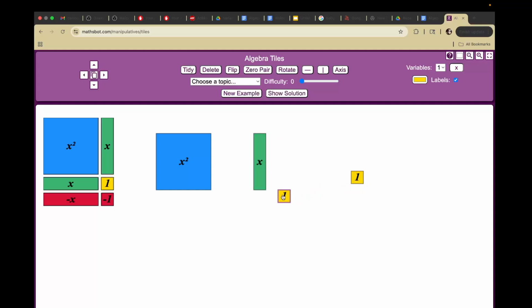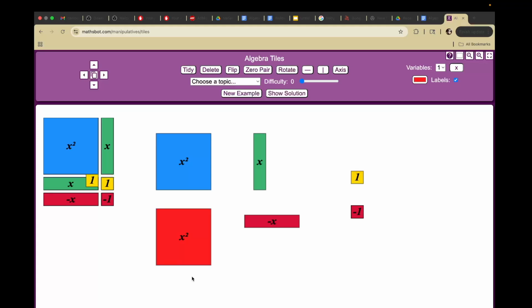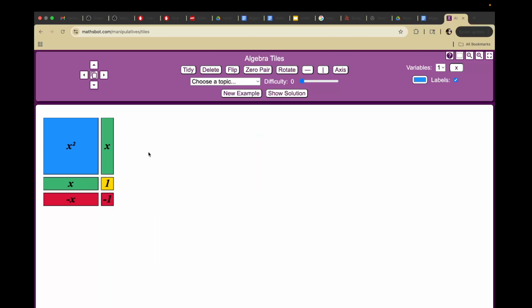Anyways, the ones in real life have two sides. There's a red side and a not red side. The red side always represents negative. So this is negative x squared, while the blue side is x squared. Same with all these. Just remember that the red side represents negative. Today I'm just going to have you familiarize yourself with these.